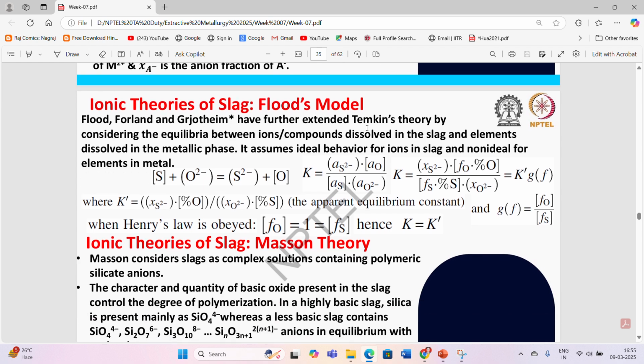Then ionic theories of slag also consider the Flood model. Flood, Forland, or Grjotheim have further extended Temkin's theory by considering the equilibria between ions or compounds dissolved in the slag and the element dissolved in the metallic phase. It assumes ideal behavior for ions in slag and non-ideal for elements in metal.